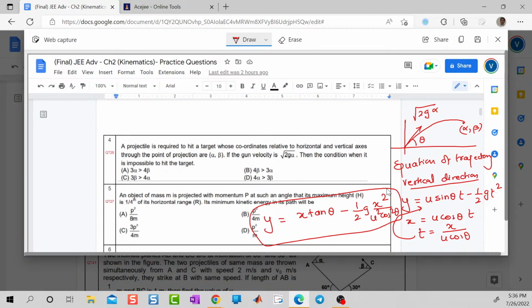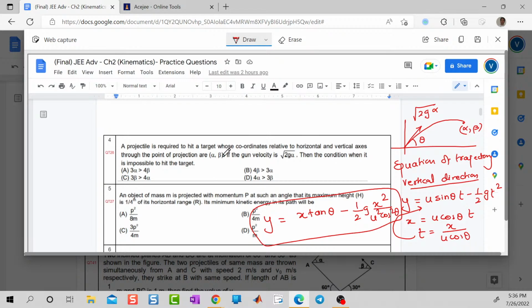Here theta is not mentioned. We are given the coordinates of the point where we want the projectile to hit, and we are given u. So let's just do this together.